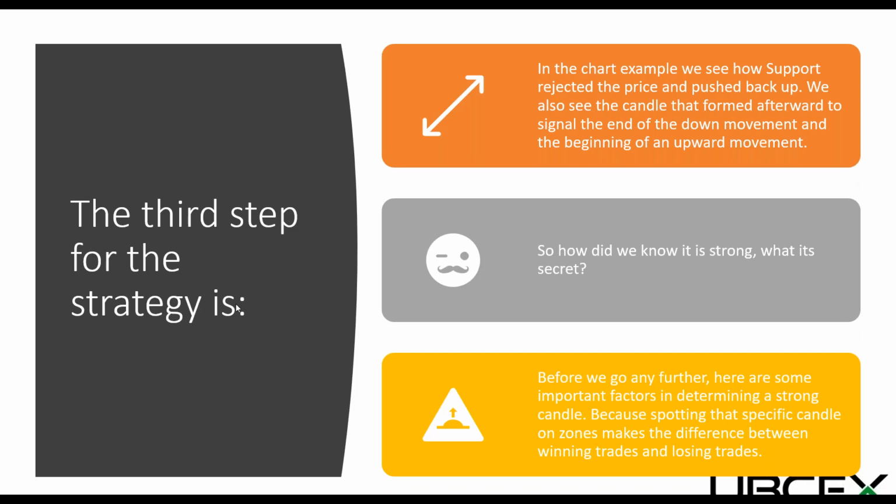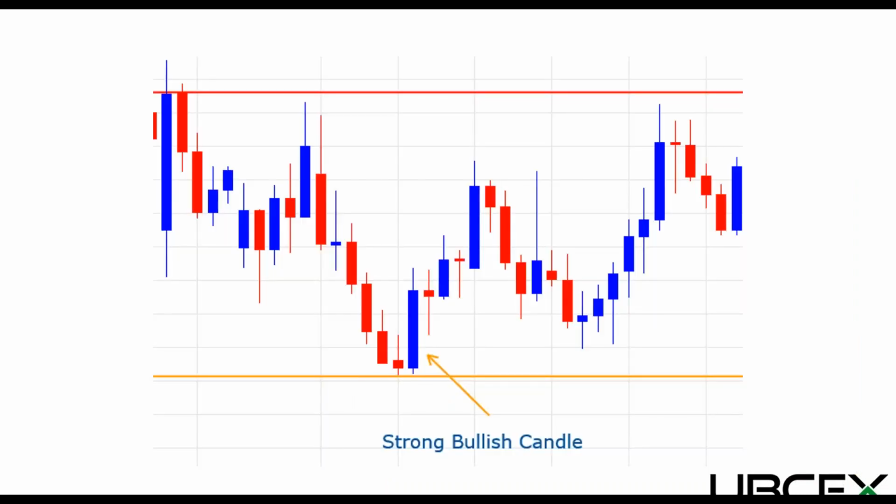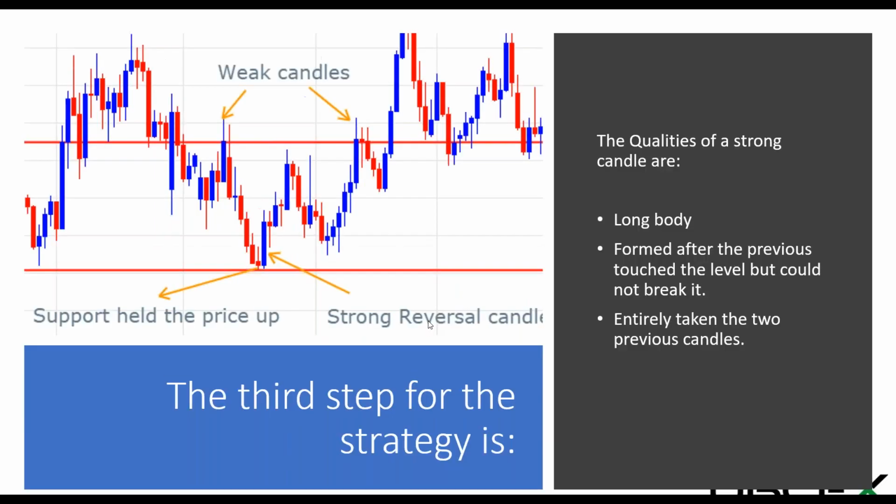Before we go any farther, here are some important factors in determining a strong candle, because spotting the specific candle on zones makes the difference between a winning trade and a losing trade. So again, we want to look for that strong bullish or strong bearish candle, one that breaks through that support and turns it into resistance and shows that the downward trend is going to continue, or one that bounces off and shows us that we definitely have the momentum on the upside.